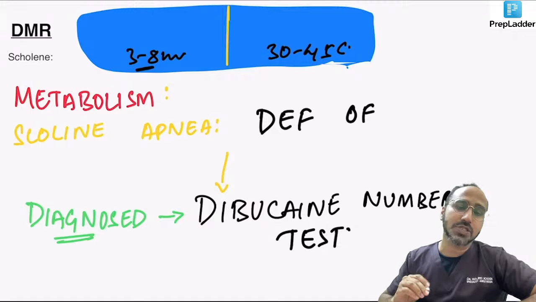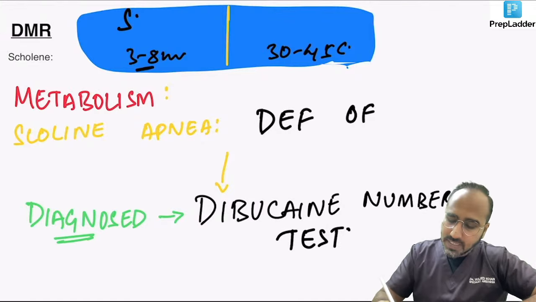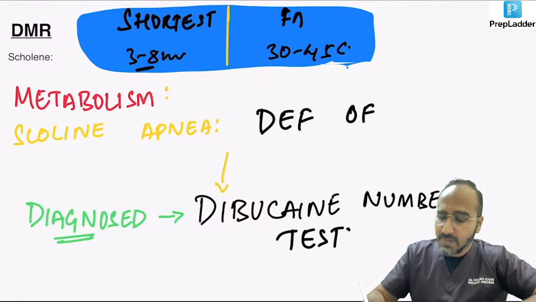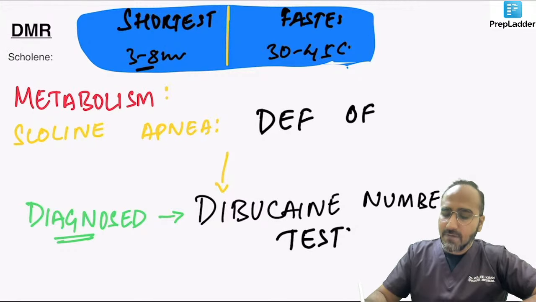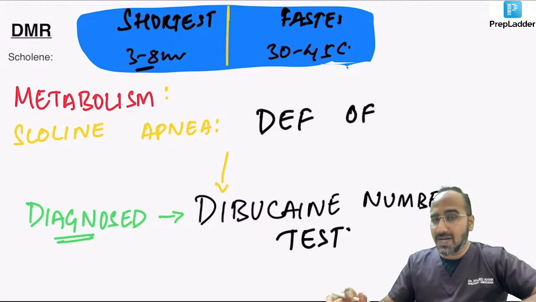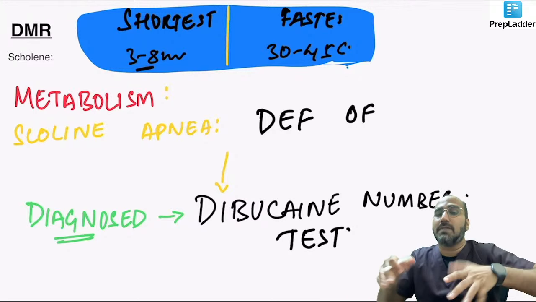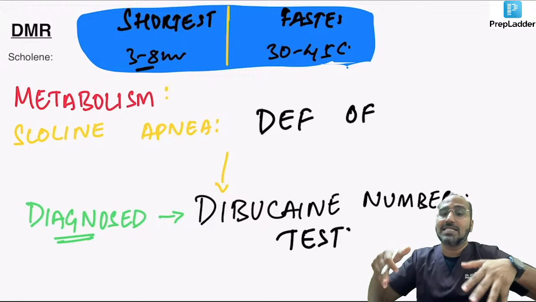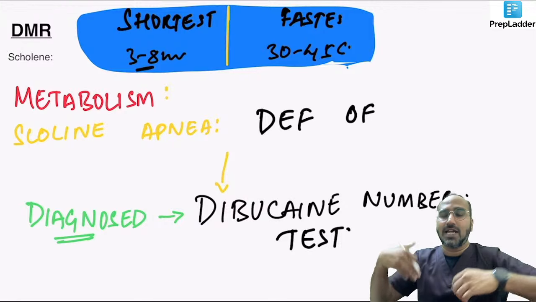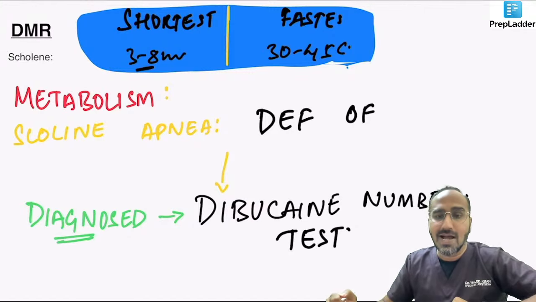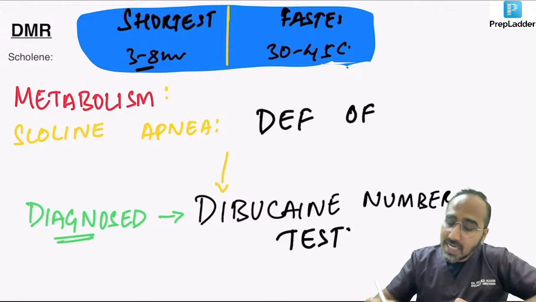Why is it regarded as the shortest acting? Because it acts for a short duration of 3 to 8 minutes. And why is it regarded as the fastest? Because the onset is 30 to 45 seconds, the patient's muscles will relax. But remember, guys, as you give scoline to the patient, first muscles will contract, then relax. As muscles are contracting, this contraction of the muscle in the initial phase of succinylcholine will cause hyperkalemia and all.